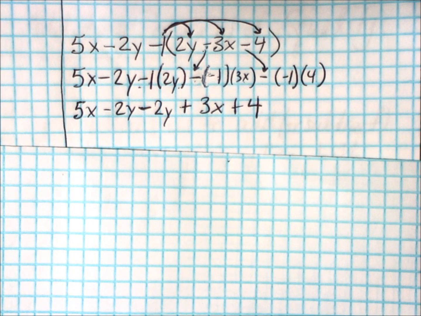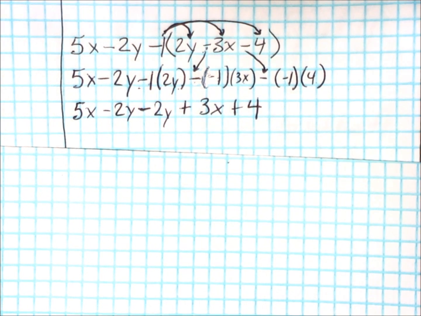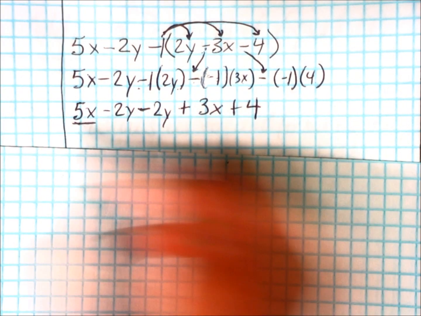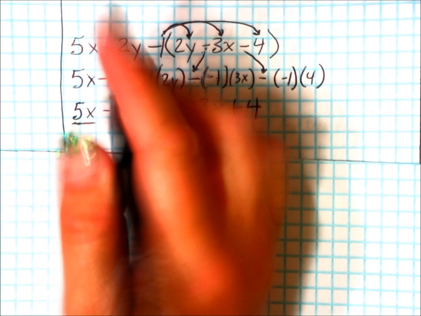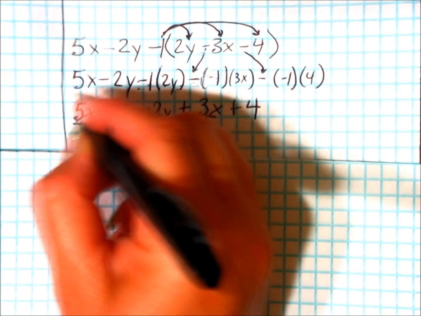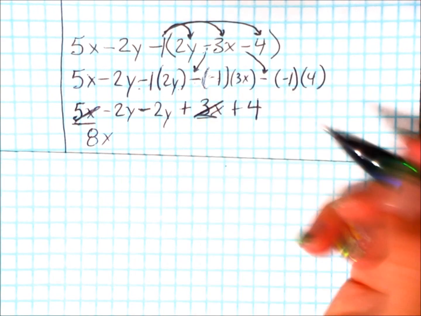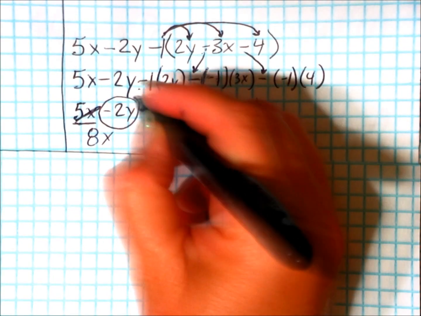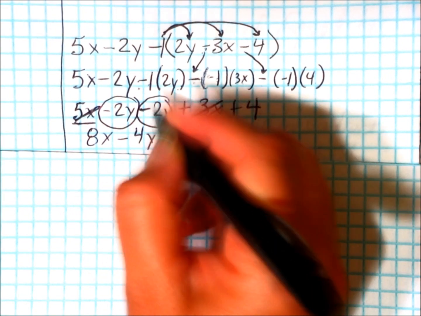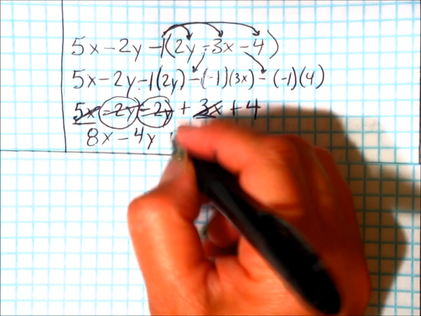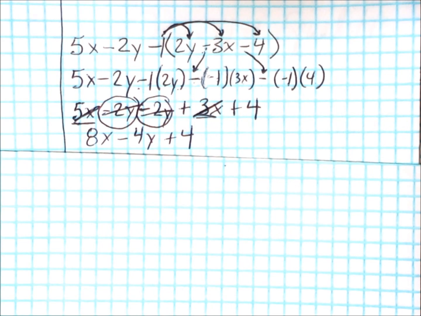So now I'm almost done. I just have to collect my like terms. Here's a 5x and a 3x. They're both positive, so I can add those together and get 8x. I like to cross them off so I know I've used them. Negative 2y and negative 2y would be negative 4y. And I'm left with that 4. Let's try another one.